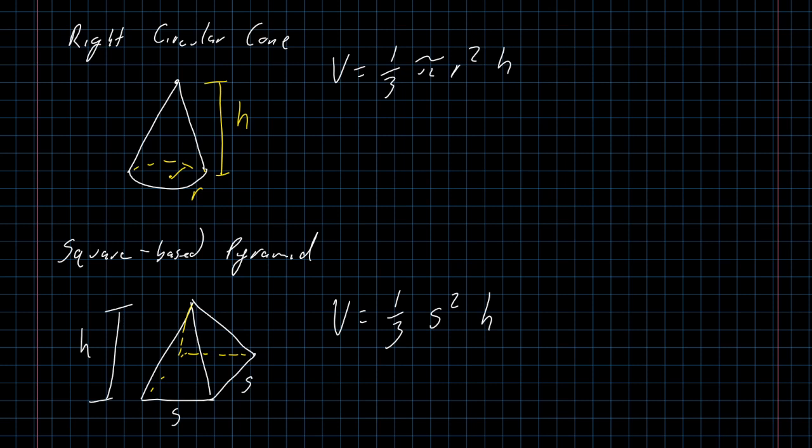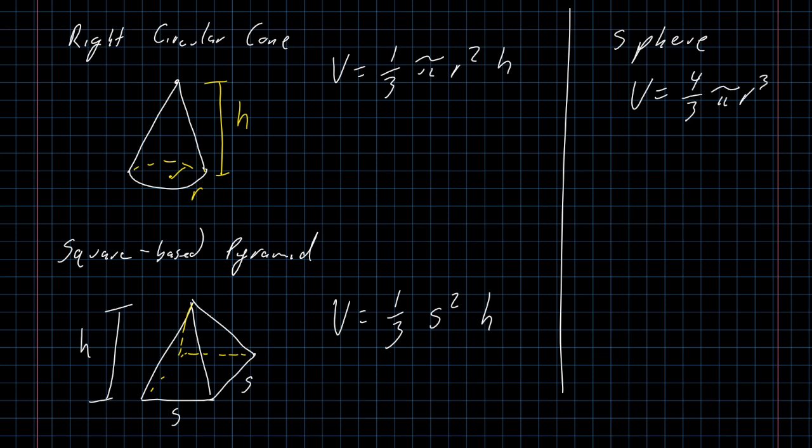And then the last shape, I don't have any nifty things to say about it. It's the sphere. The volume of a sphere is 4/3 times pi times r cubed.